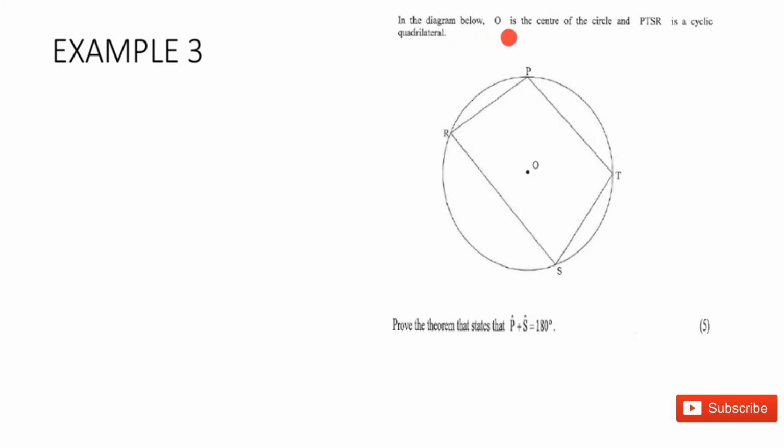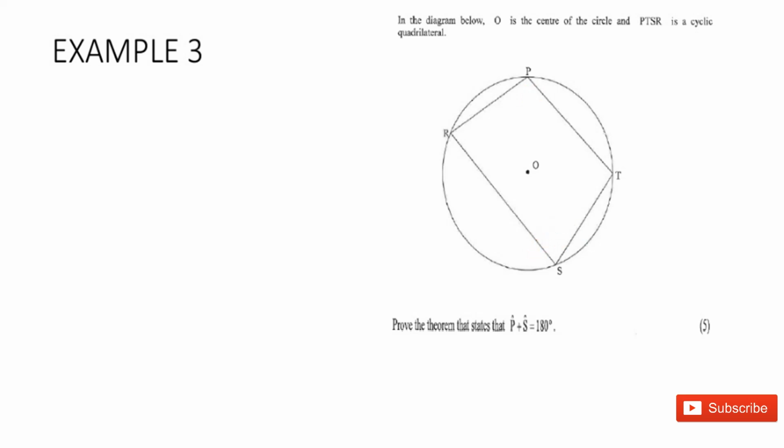In the diagram below, O is the center of the circle and PTSR is a cyclic quadrilateral. Prove the theorem that states that P plus S is equal to 180 degrees. So now let us start with the approach for how you're supposed to prove this theorem. You want to prove that these opposite angles, when you add them, you will get 180 degrees.